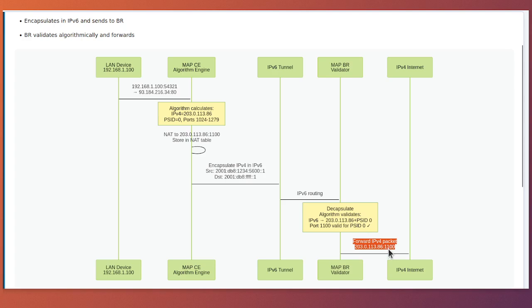Return traffic arrives at the BR destined for 203.0.113.86:1100. The BR uses the MAP algorithm in reverse. It calculates that IPv4 address 203.0.113.86 with PSID 0 maps to IPv6 prefix 2001:DB8:1234:5600::/56. It then encapsulates the packet for that destination and forwards it to the CE.